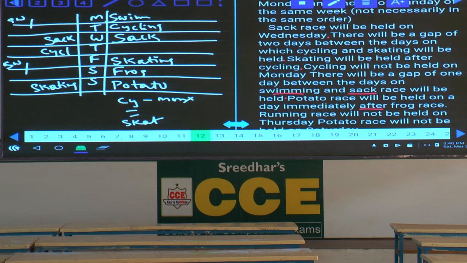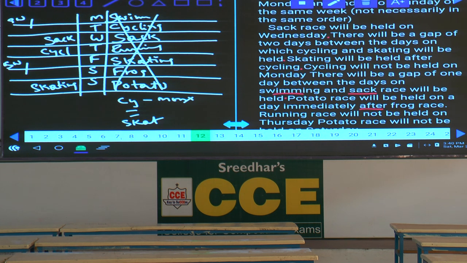Running race will not be held on Thursday. As running race will not be held on Thursday, finally, in the first case, we are left with running on Thursday. But as clearly specified, running cannot be on Thursday. Hence, this case is completely ruled out. Now we are left with only the second case.